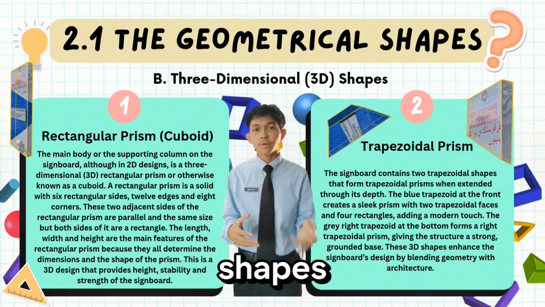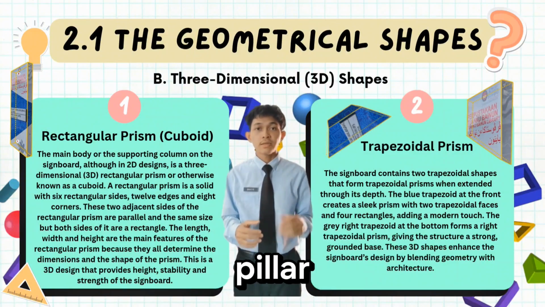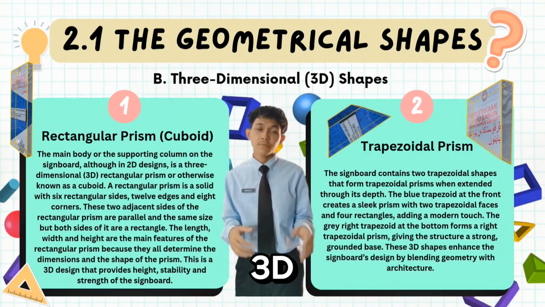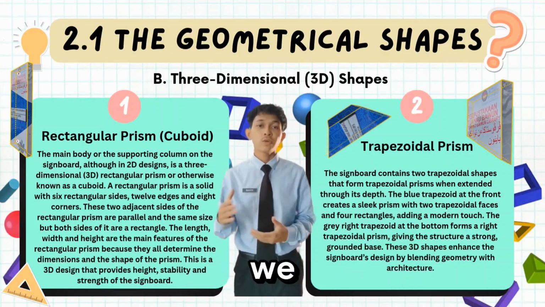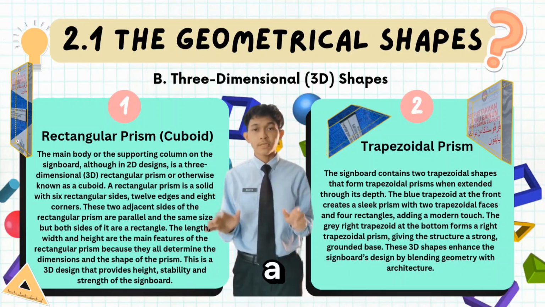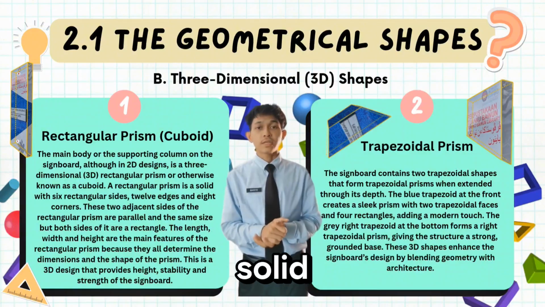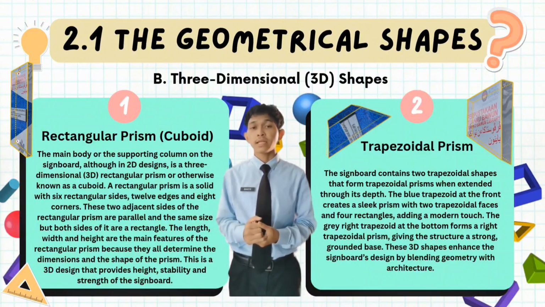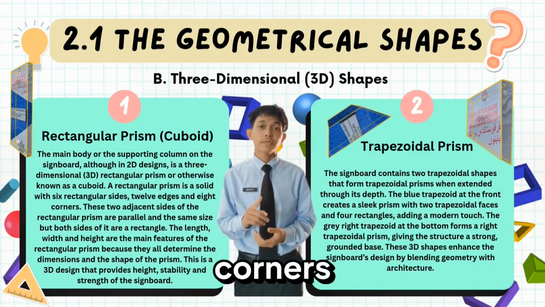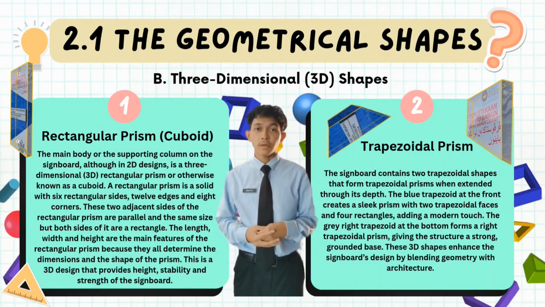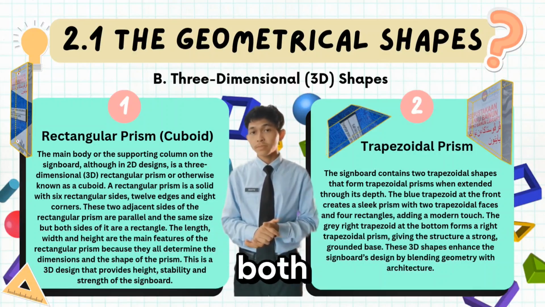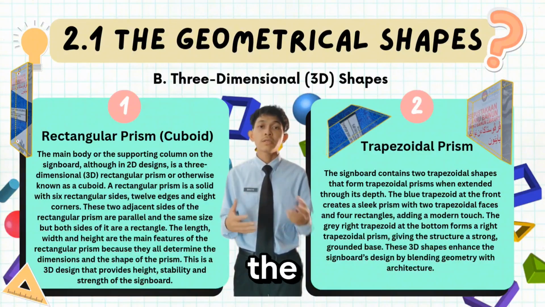Moving to 3D shapes, the main body or the supporting column of the signboard, the 2D design, is a 3D rectangular prism, or we can also say a cuboid. A rectangular prism is a solid with 6 rectangular faces, 12 edges and 8 corners. The sides of the rectangular prism are parallel and the same size, and all faces are rectangles.